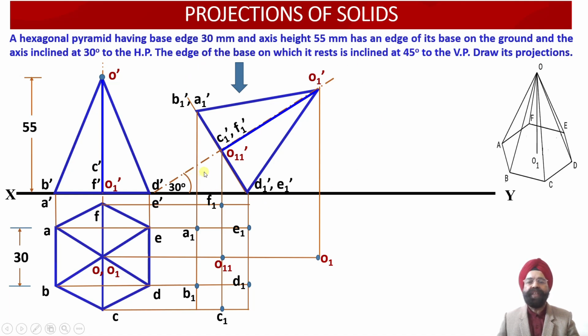What are the edges which we want to join in the plan projection view? A1 B1, B1 C1, C1 D1, D1 E1, E1 F1 and F1 A1. And also we need to join the slant edges O1 A1, O1 B1, O1 C1, O1 D1, O1 E1 and O1 F1. But which one of these edges we have to join dark? Which one of these edges are we required to join using hidden lines?